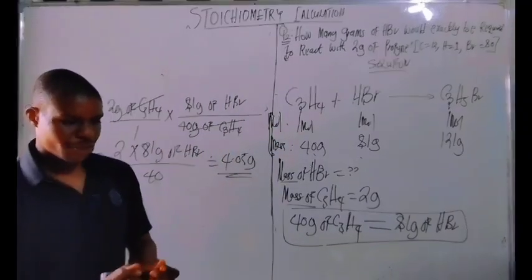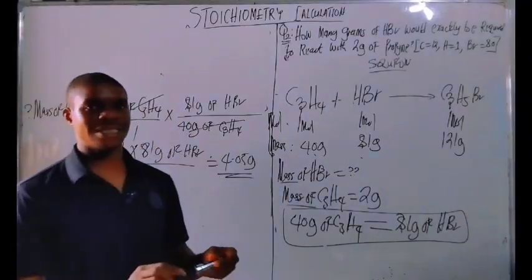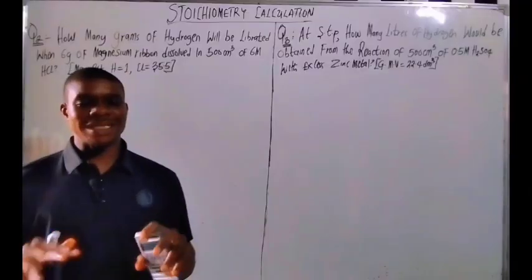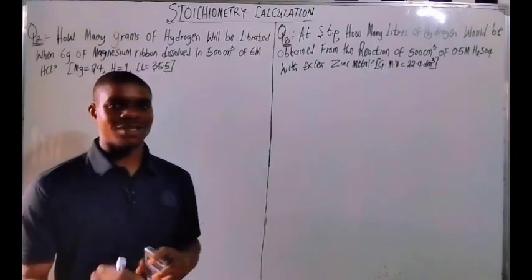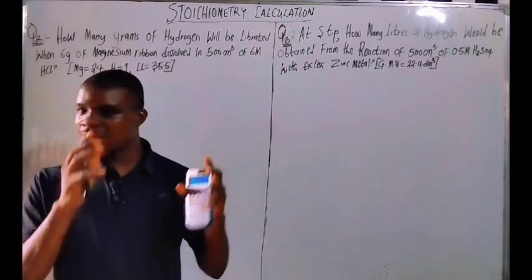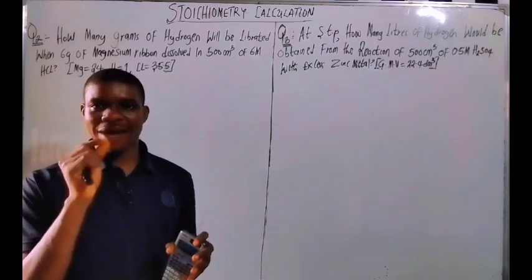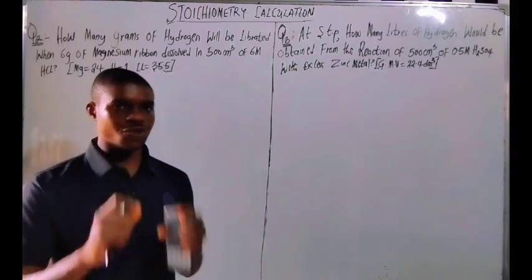So we still have more problems to solve. Let's move to the next set of questions. Now let's look at the second set of questions. This second set of questions is very, very confusing. A lot of students have problems with this question. So now let's look at the question here.